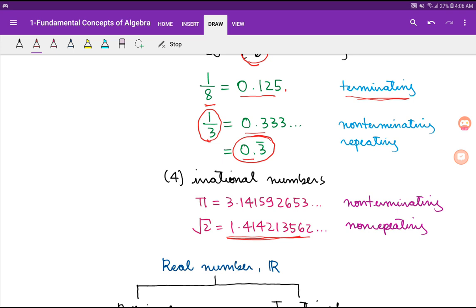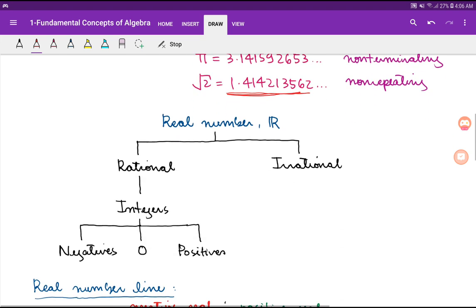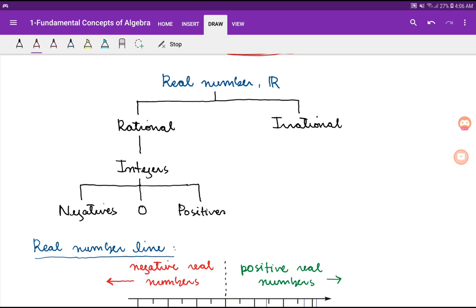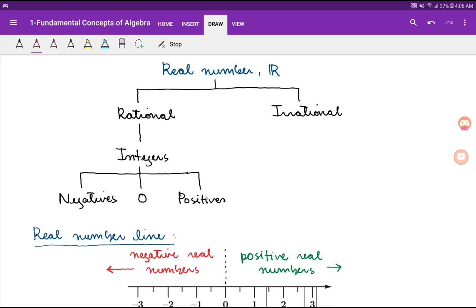So now we already know the four types of numbers in the real number system. This is the summary for the real number system. On the top, we have the real number system indicated by capital R. Inside the real number system are rational numbers and irrational numbers. For irrational numbers, we stop there. It doesn't have any more types.